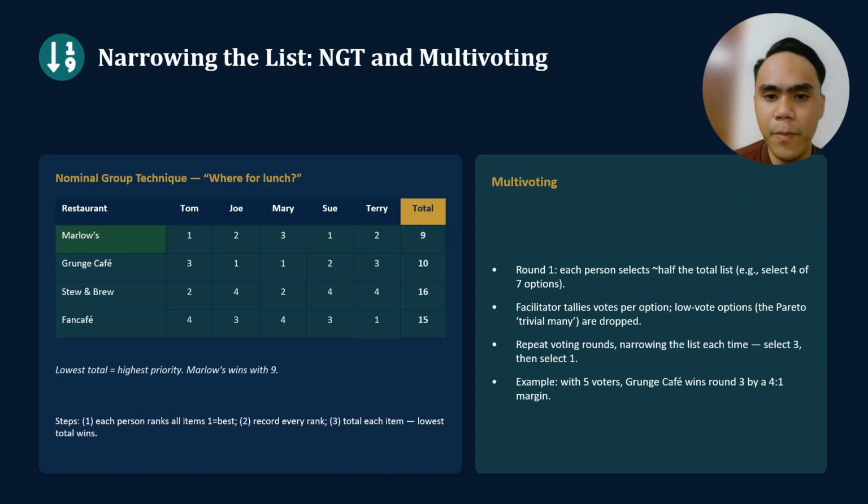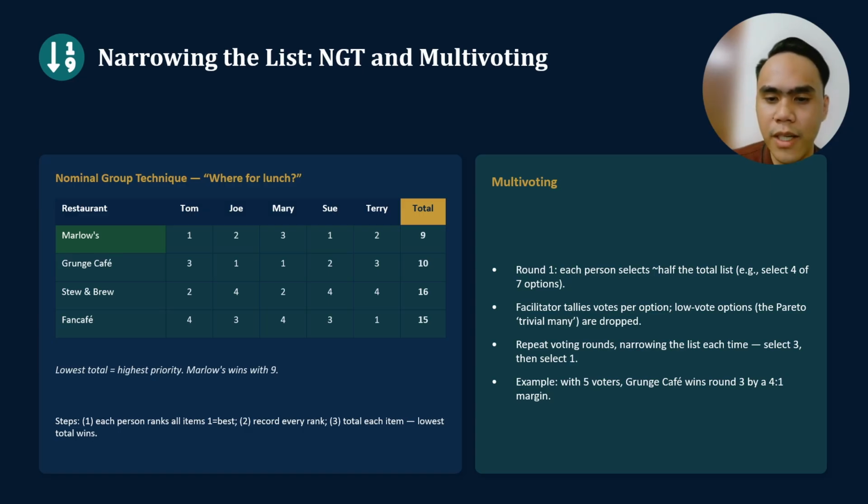This example shown on the screen involves a group of course participants deciding where to go for lunch. Five people, let's say Tom, Joe, Mary, Sue, and Terry, rank four restaurants. Marlo's received the lowest total, 9, which makes it the group's first choice, ahead of Grunge Cafe at 10, Fun Cafe at 15, and Stew and Brew at 16. Notice how this method captures everyone's full preference ordering, not just their single favorite, which tends to produce a more broadly acceptable group choice than simple first-choice voting would.